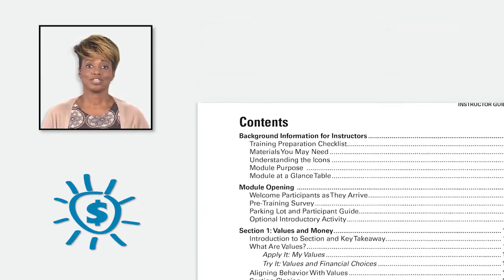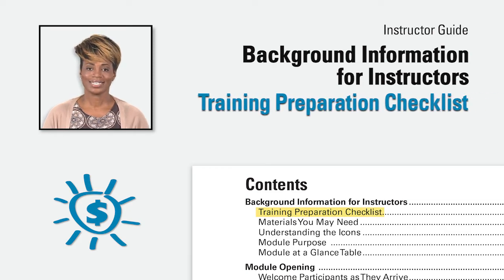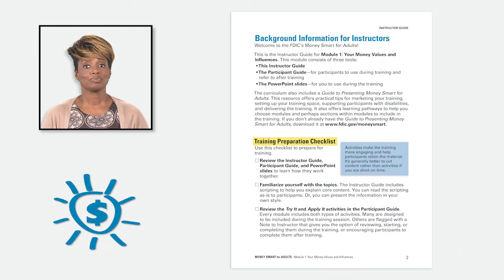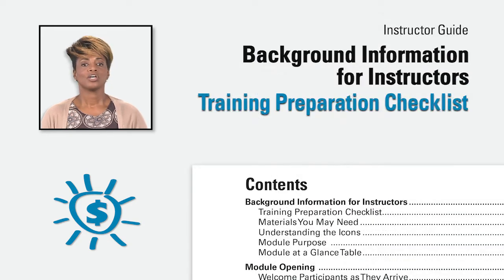The first item under Background Information for Instructors is the Training Preparation Checklist. This checklist helps you prepare for training. It recommends what you can do before the training session and how to structure the session. For example, it notes that activities make the training more engaging and help participants retain the material. It's generally better to cut content rather than activities if you are short on training time. The Training Preparation Checklist is identical in every module.